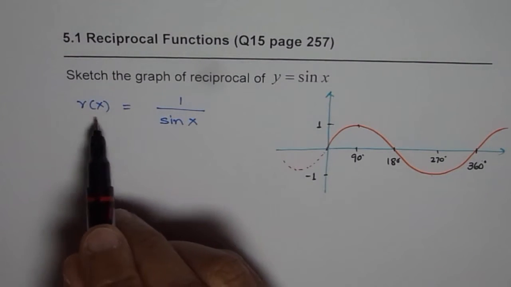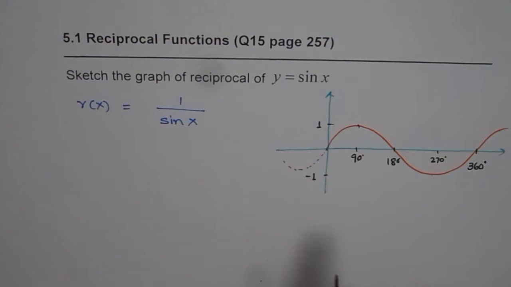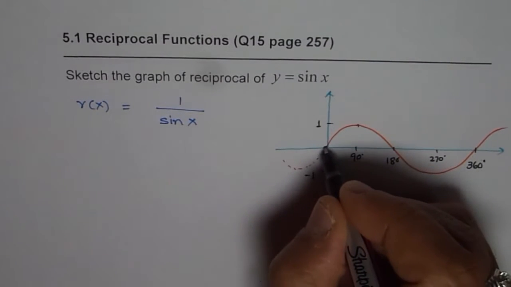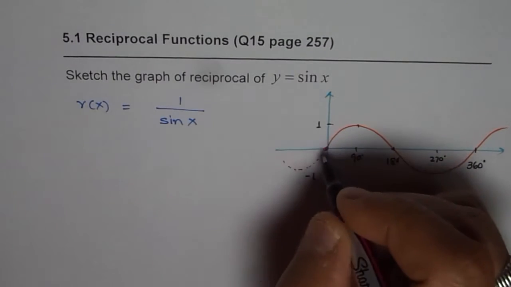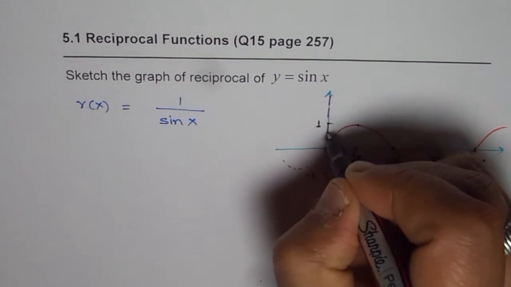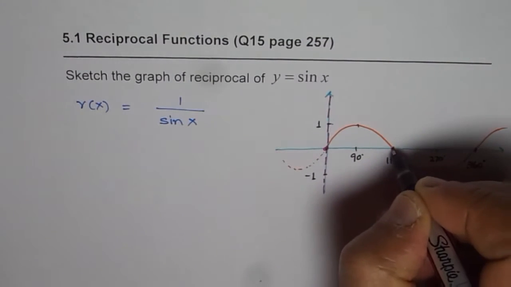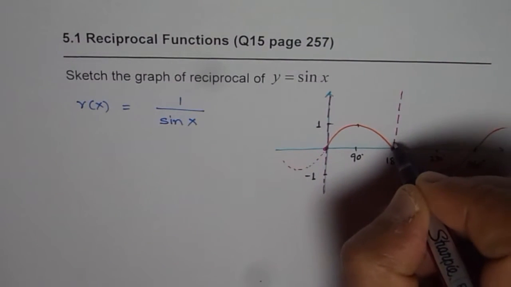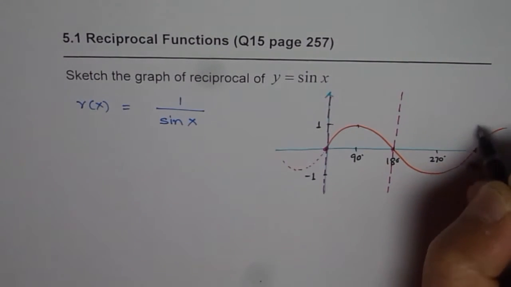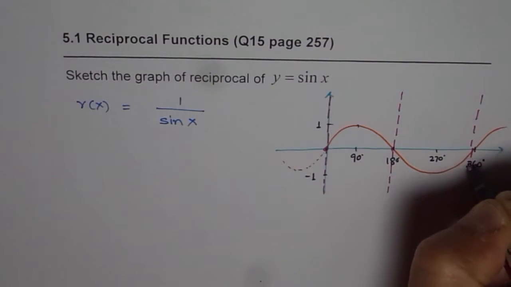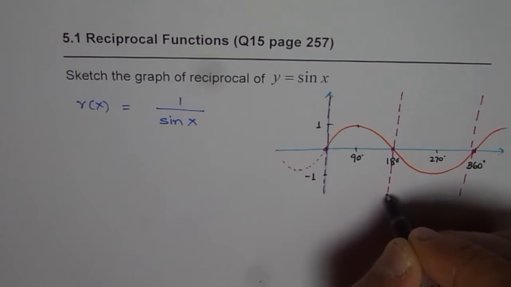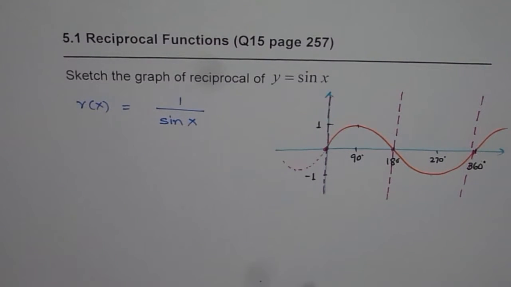Now we are talking about the reciprocal of the given sine wave. Reciprocal means 1 over the value. Wherever we have these x-intercepts, at those points the reciprocal function will have vertical asymptotes. So let me draw vertical asymptotes at these points. Always, the x-intercepts of the function, which translate to vertical asymptotes for the reciprocal function, are a good starting point. So we get vertical asymptotes at n pi, or n times 180 degrees.